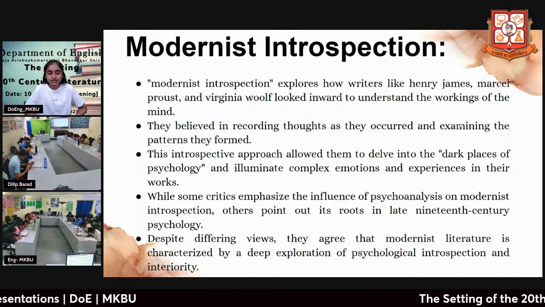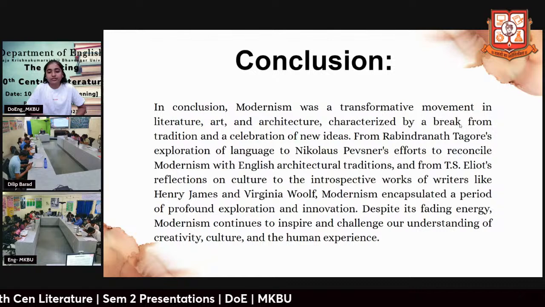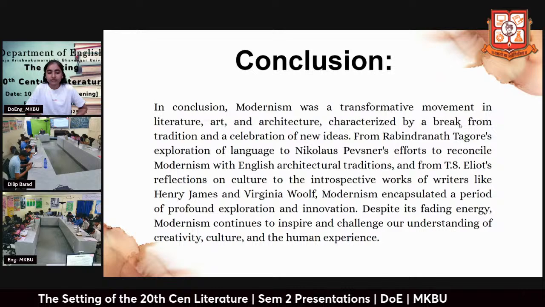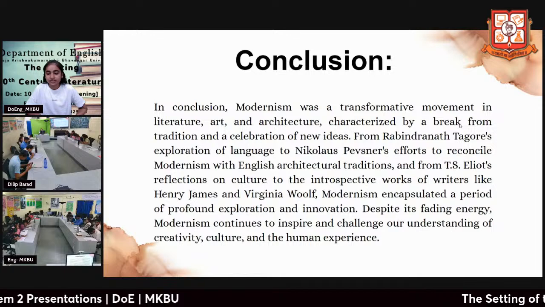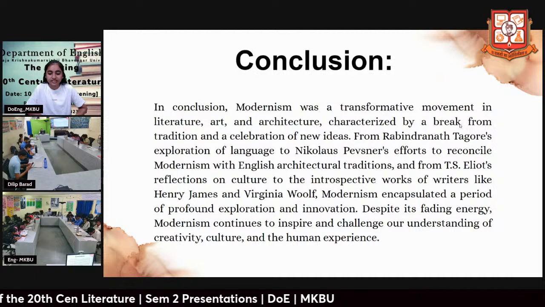Conclusion. In conclusion, modernism was a transformative movement in literature, art, and architecture, characterized by a break from tradition and the celebration of new ideas. From Rabindranath Tagore's exploration of language to Nikolaus Pevsner's effort to reconcile modernism with English architectural traditions, and from T.S. Eliot's reflections on culture to the introspective works of writers like Henry James and Virginia Woolf, modernism encapsulated a period of profound exploration and innovation. Despite its fading energy, modernism continues to inspire and challenge our understanding of creativity, culture, and the human experience.